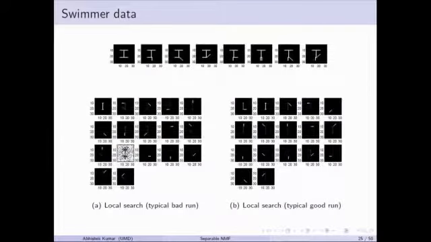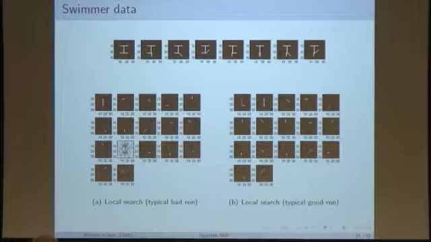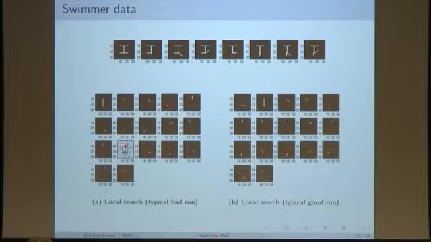So let's go back again to this swimmer data. I've shown here some topics that are recovered by local search methods. On the left side, you can see it's a bad run for local search because it converges to a bad local optimum, and one of the topics here is very heavily corrupted. On the right, I have shown a good run where it converges to a reasonably good local optimum. So this is a danger with local search methods: depending on the initialization, it can converge to a bad local optimum.